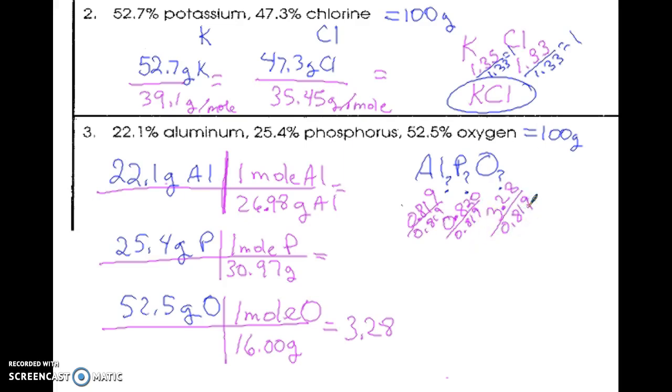Now I'm going to give you a minute and see if you can come up with the formula. Good job. I hope you got AlPO4, because 3.28 divided by 0.819 is 4. So that is the formula.